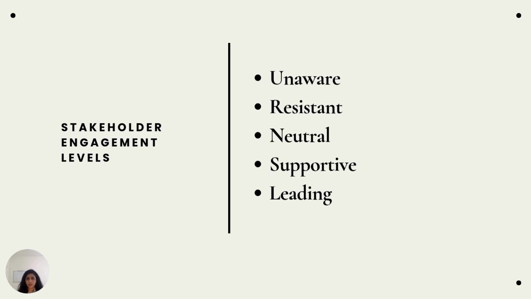Who are unaware stakeholders? They don't know the project exists. Strategy: just inform them. Resistant. They know the project but actively oppose it. Now, what's the strategy to handle them? Negotiate and mitigate.